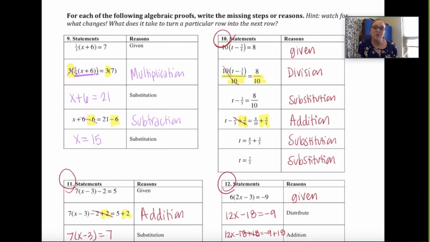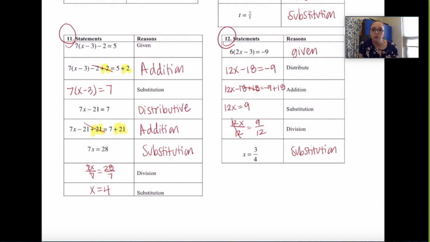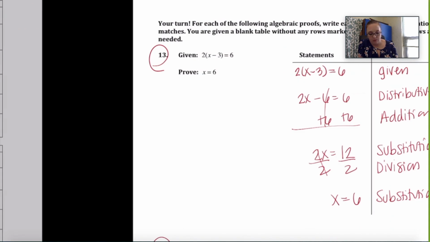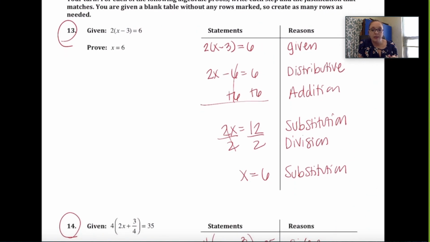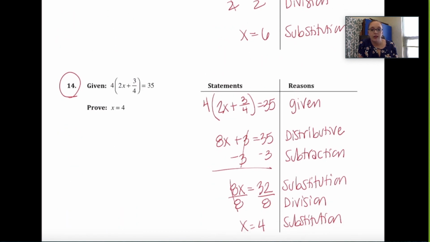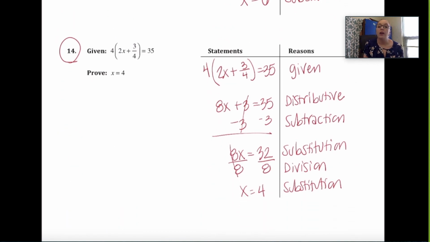Okay, now that you've finished those problems, let's check your answers. So here's number 10. And again, you might need to pause the video to check your solutions while I'm going through this. And then we have problems 11 and 12, 13, and 14.